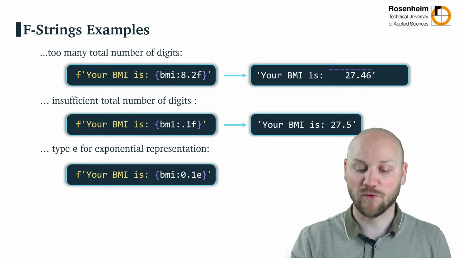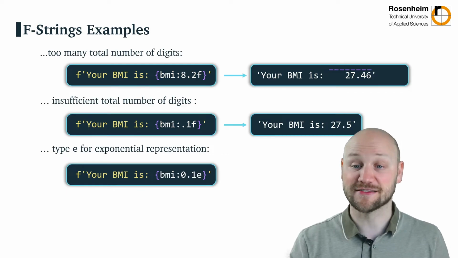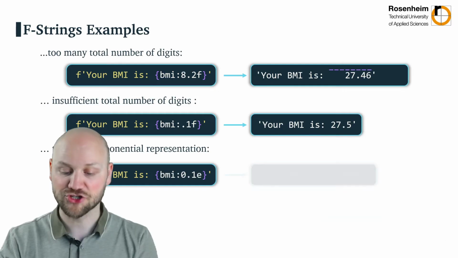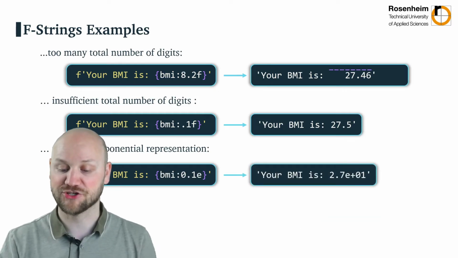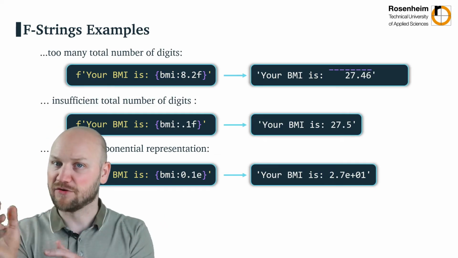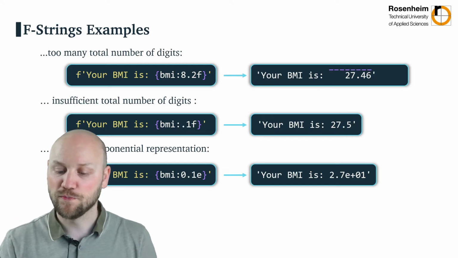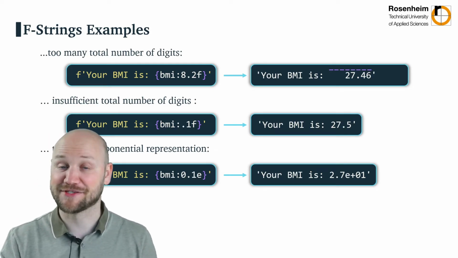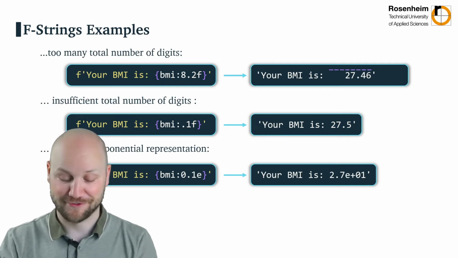Let's see what happens if you use an e instead of f. That leads to an exponential representation, 2.7E1. The E1 just means multiplication with 10 to the power of 1, like 10. So 2.7 times 10 is 27. This is a representation that is actually used for larger numbers.